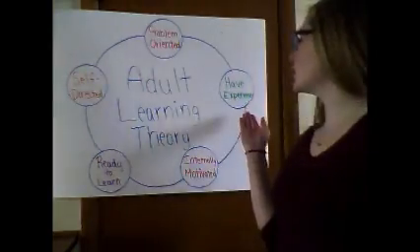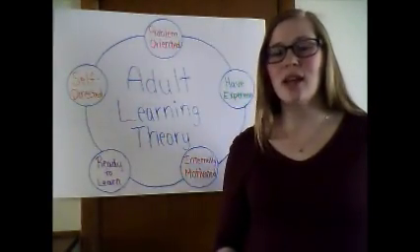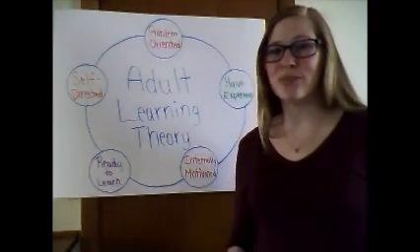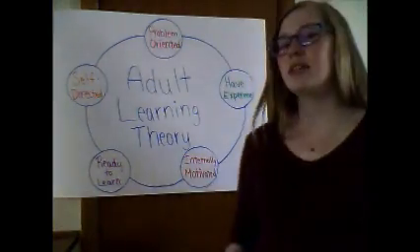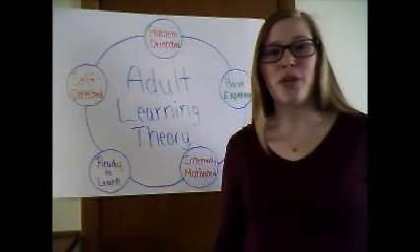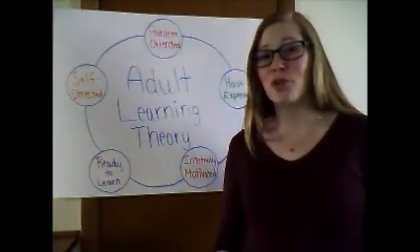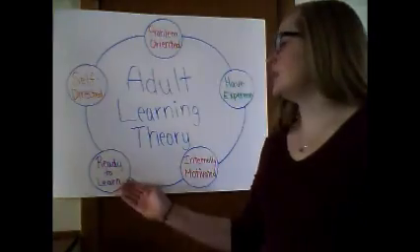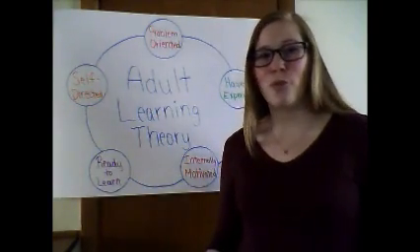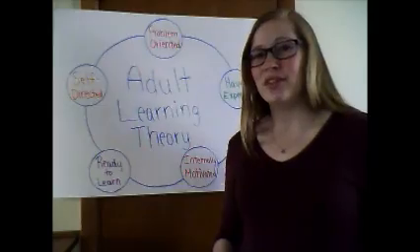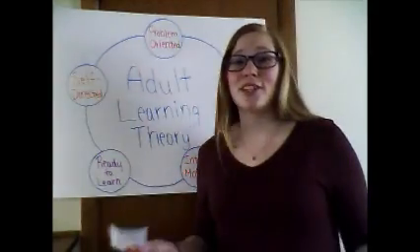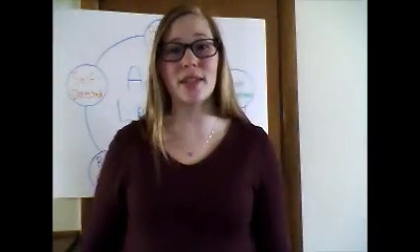The second assumption is that adults have experience. Adults can bring that work-related experience into the learning situation. The third assumption is that adults are internally motivated. This means that adults are motivated by both intrinsic and extrinsic motivators. The fourth assumption is that adults are ready to learn. Adults have that need to know why they are learning something. The fifth and final assumption is that adults are self-directed. Essentially, adults have that need to be self-directed.